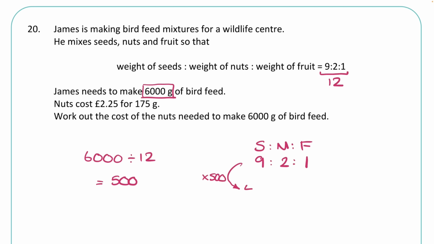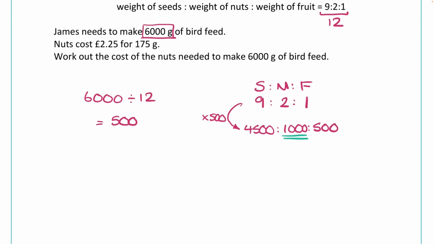That gives us 4,500, 1,000, and 500. So the one that we are concerned about is the fact we need 1,000 grams of the nuts. Now the question here says nuts cost £2.25 for 175 grams. Now it doesn't specifically say you can only buy the 175 grams, but we will assume that this means this is £2.25 for like a 175 gram bag.